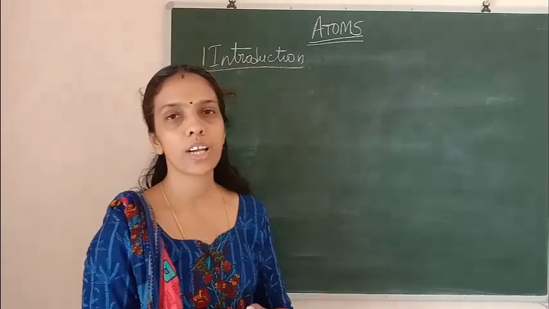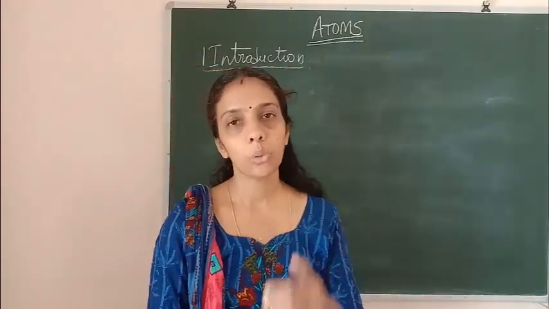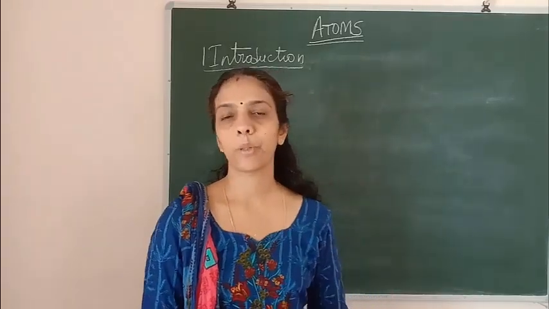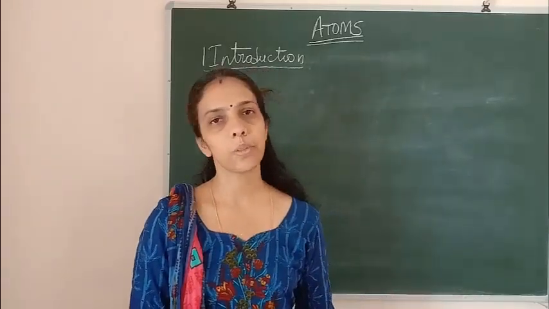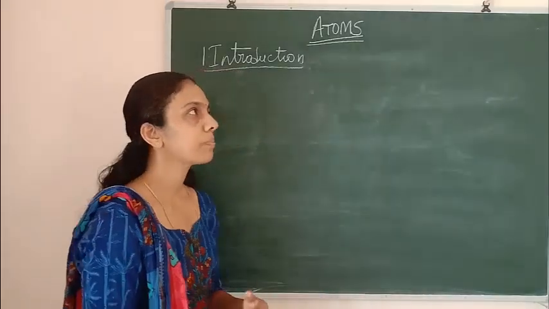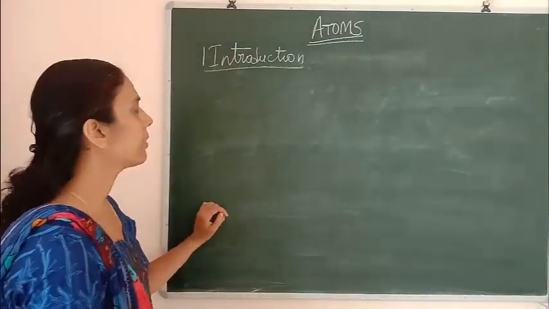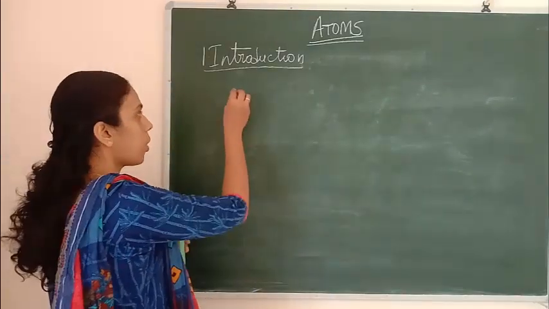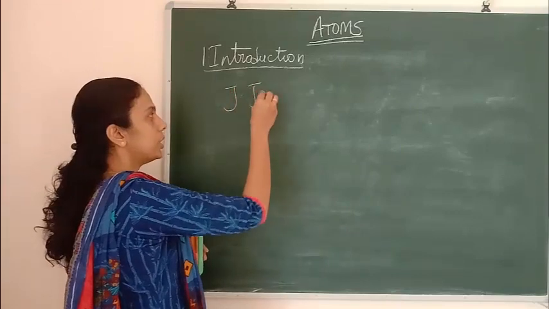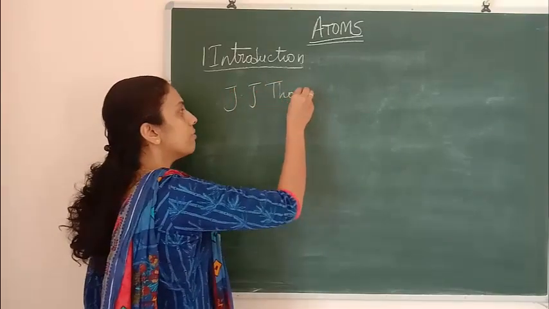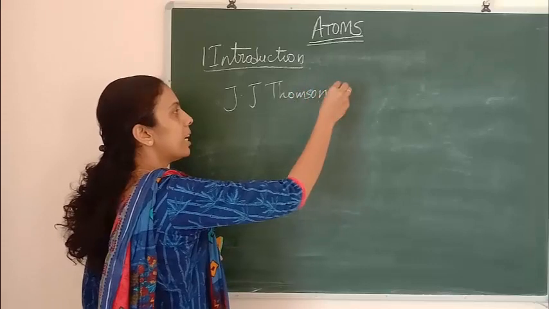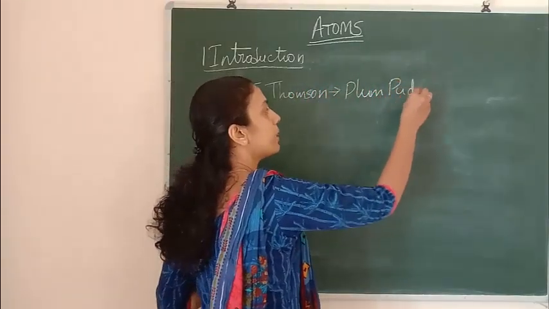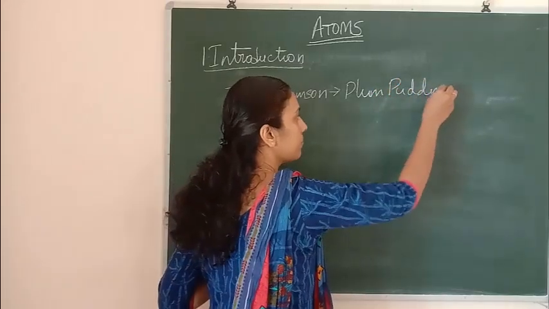Okay, so in this chapter we are going to study those spectral series and some important atom models. First, the first atom model was given by J.J. Thomson. J.J. Thomson gave the first atom model, that is the plum pudding model. What is this plum pudding model of J.J. Thomson?